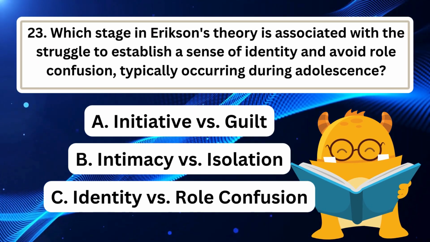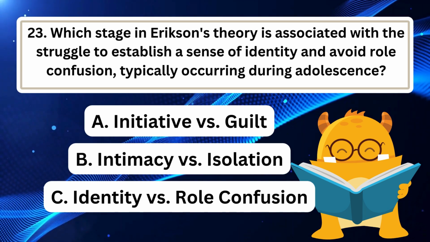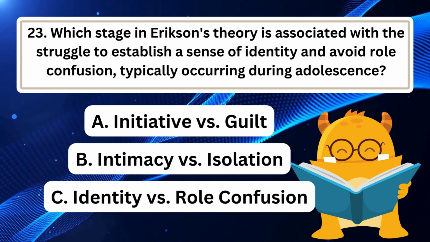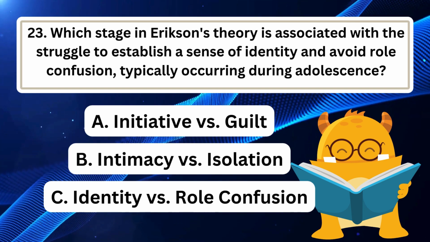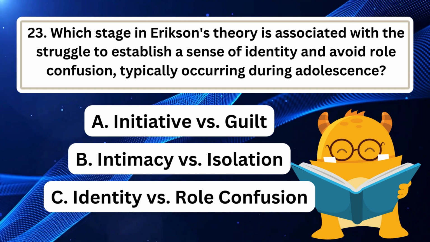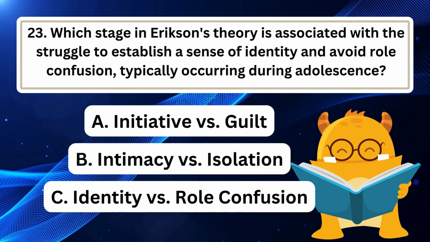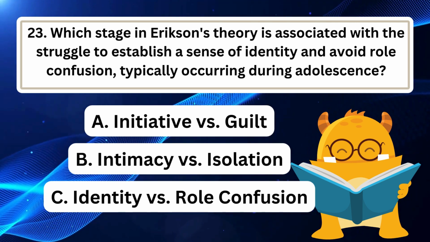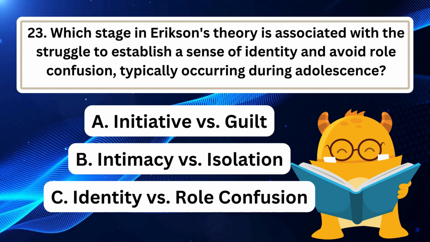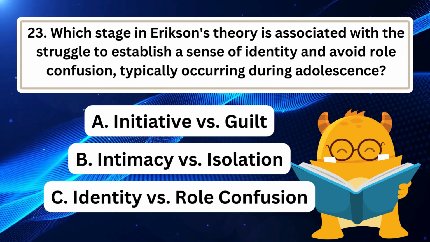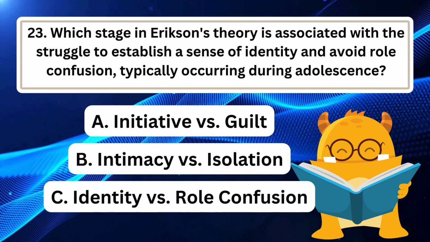23. Which stage in Erikson's theory is associated with the struggle to establish a sense of identity and avoid role confusion, typically occurring during adolescence? A. Initiative versus guilt. B. Intimacy versus isolation. C. Identity versus role confusion.